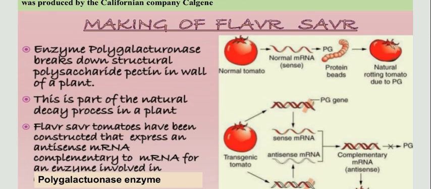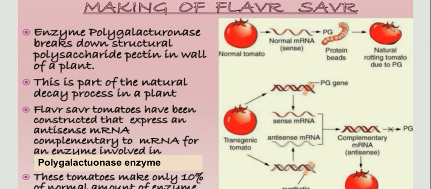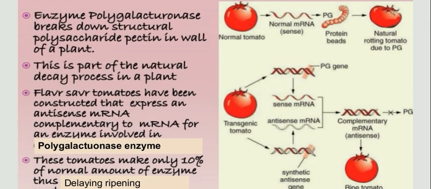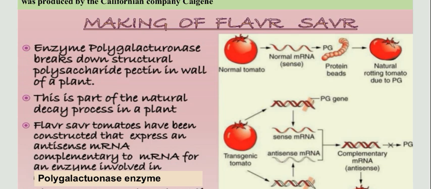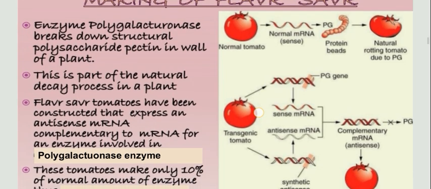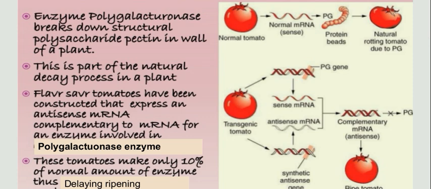Making of Flavr Savr: normal tomato, normal mRNA, sense PG, protein, leads to normal rotting of tomato due to PG. Transgene tomato, PG gene, sense mRNA, antisense mRNA, complementary mRNA, antisense. Ripe tomato, no rotting for about 3 weeks. The enzyme polygalacturonase breaks down structural polysaccharide pectin in the wall of a plant. This is part of the natural decay process in a plant.